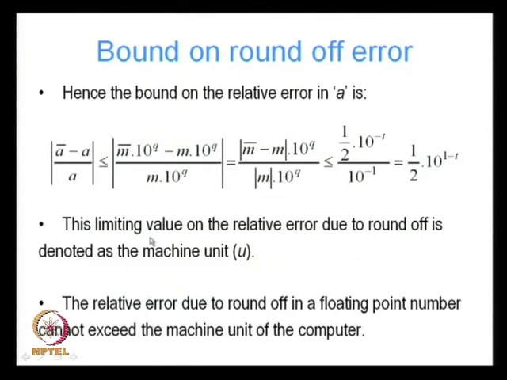This limiting value on the relative error due to round off is denoted as the machine unit. As you can see, this is totally dependent on the machine precision t. So, the relative error due to round off in a floating point number cannot exceed the machine unit of the computer, this whole thing denoted as u.